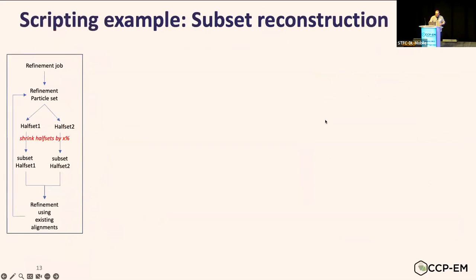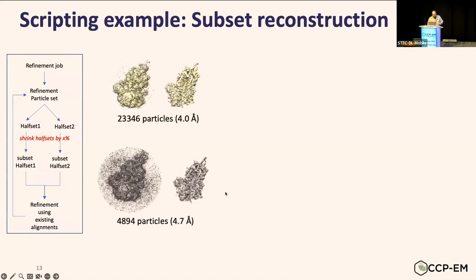A second example here is script submission. This is a subset reconstruction program. So this was built as an example of how you can script the pipeliner. It's included with it. You take a refinement job, it then splits the particle set, shrinks each half set by a certain amount, recombines and re-refines, but using the existing angles, and then repeats this process, split, shrink, re-refine. And what you end up getting is multiple reconstructions with decreasing signal to noise.